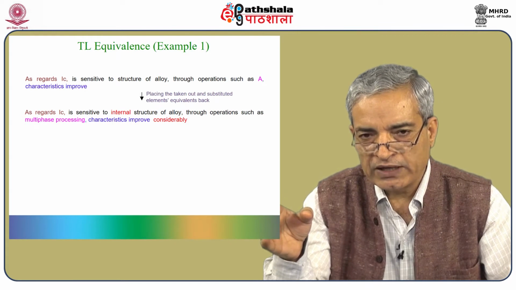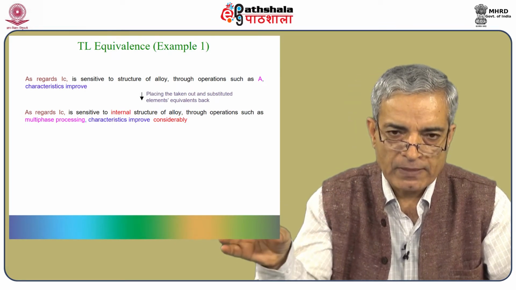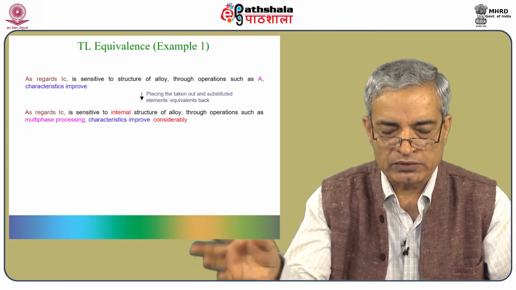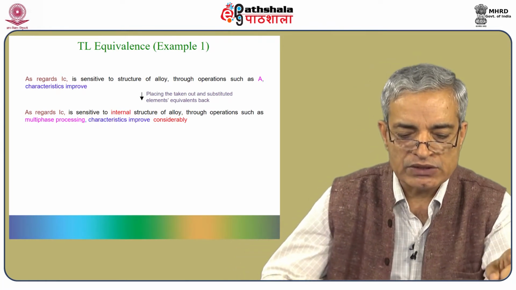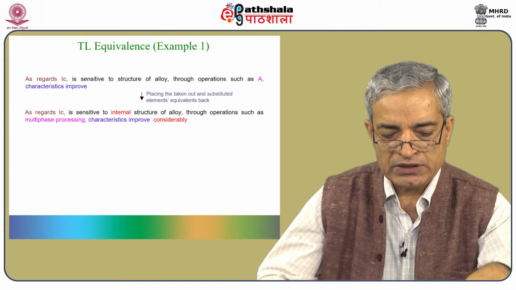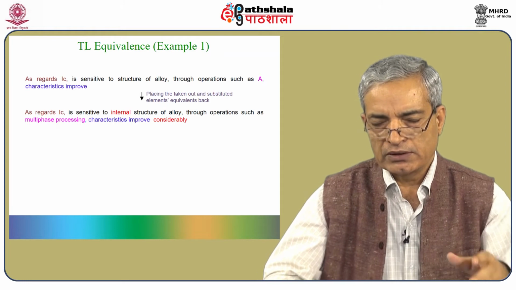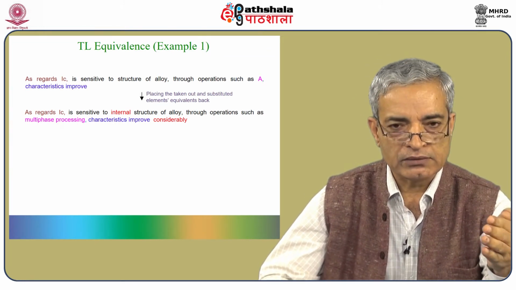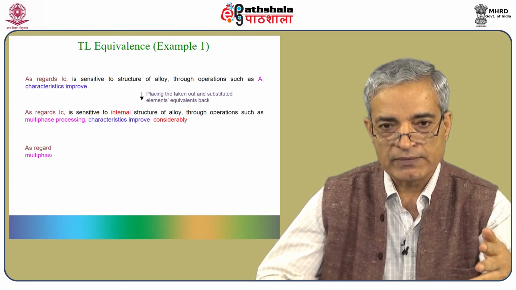Now let's first place the elements or components which were taken aside for the time being, and where some substitution was done, bring back the original word. We find: as regards IC is sensitive to internal structure of alloy through operations such as multi-phase processing. Characteristics improve considerably. The flow has also improved by adding the components which were taken aside or the substituted words.